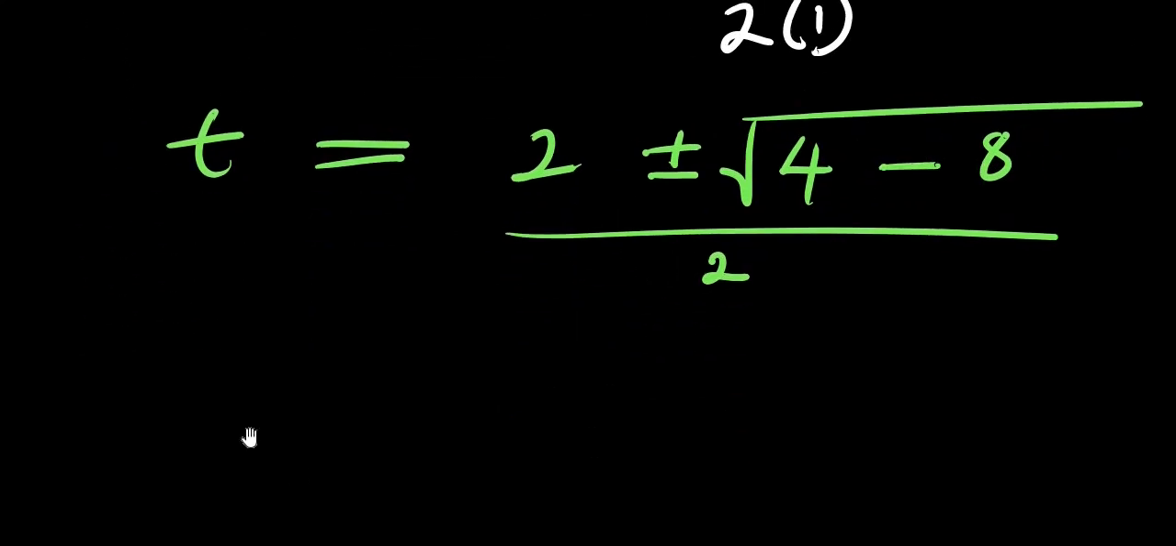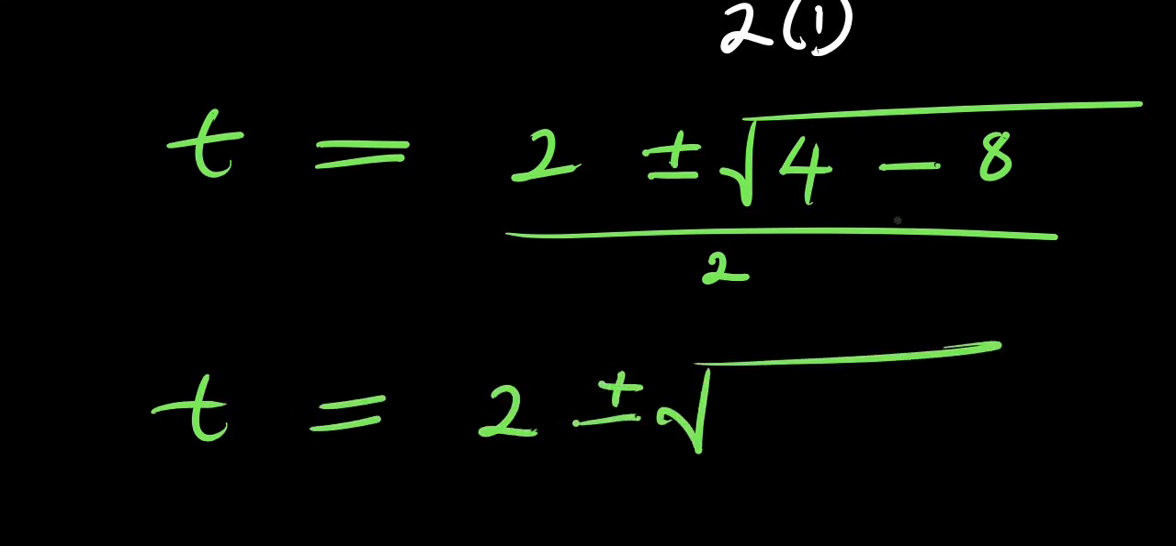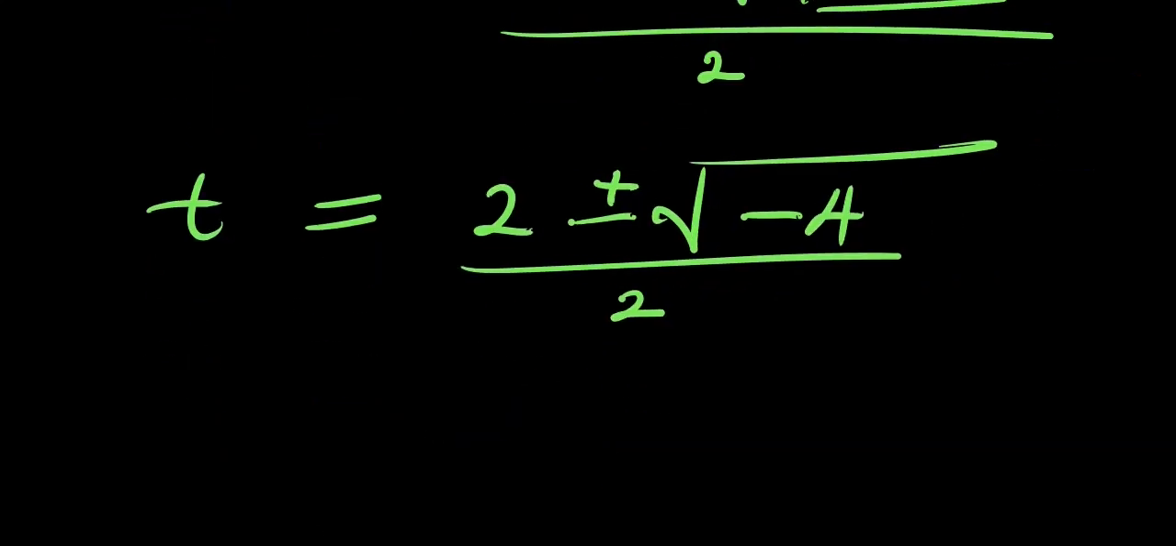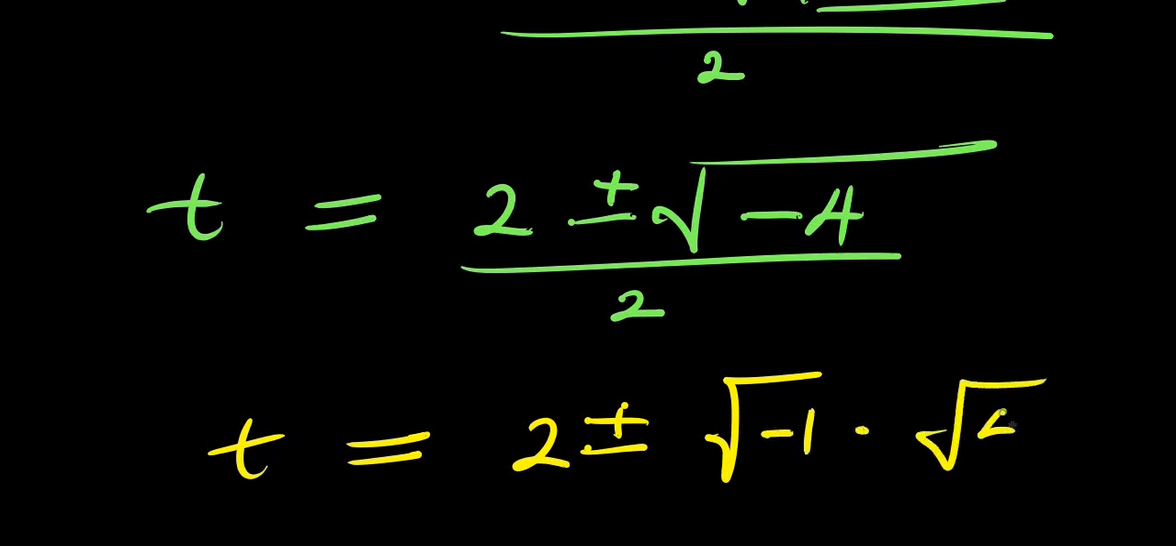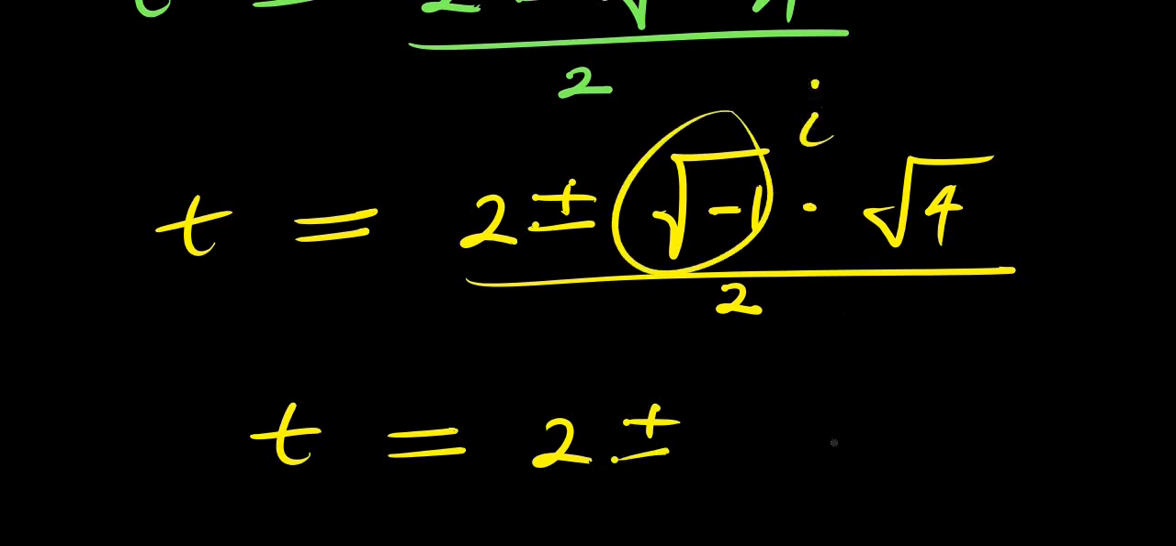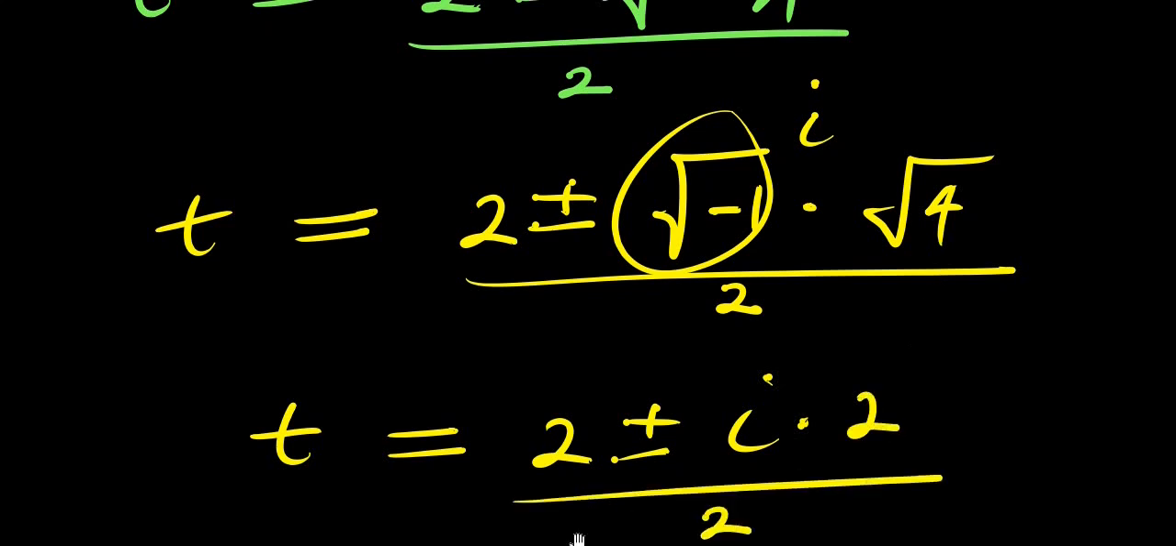So from here we are going to have t equals 2 plus or minus square root of 4 minus 8 is negative 4, divided by 2. So from here we have t equals 2 plus or minus, there's minus here, we have square root of negative 1 times square root of 4, divided by 2. So from here we have t equals 2 plus or minus square root of negative 1 is i. We have i times square root of 4 is 2, divided by 2.